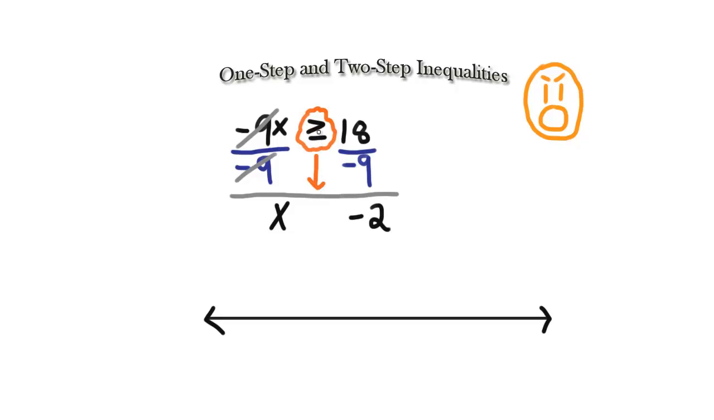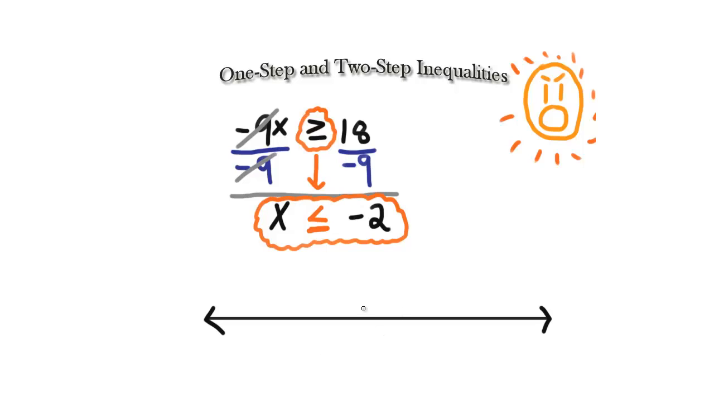So originally it was greater than or equal to 18, so you have to switch it now. It now becomes less than or equal to. That's very important. Okay? So this guy is reminding you again to remember to switch the inequality when you divide or multiply by a negative number. So now we have x less than or equal to negative 2.